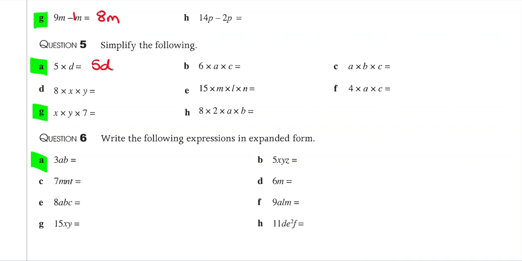Look down here at g, x times y times 7. Again, I just want to put them all next to each other, but the order. If there is a number, we prefer the number to be out the front. So I'm going to move the 7 to be first, and then the x and the y, the letters, sit afterwards. So in all of question 5, you're literally just getting rid of the multiplication signs and making sure the number is first and then your letters.